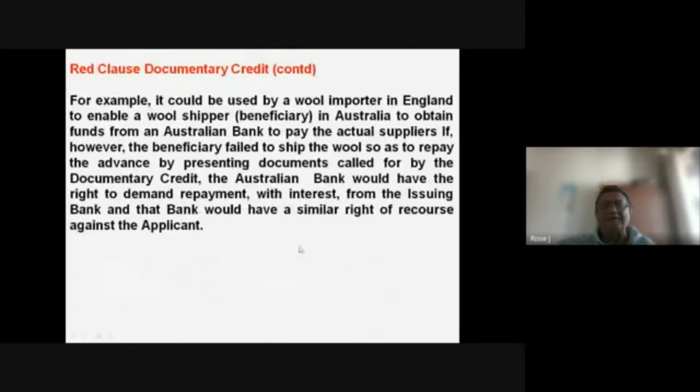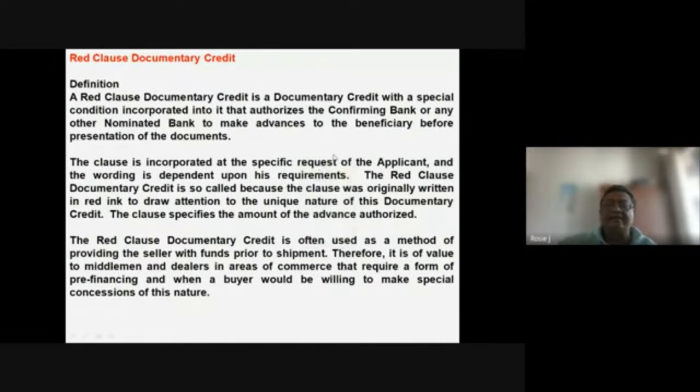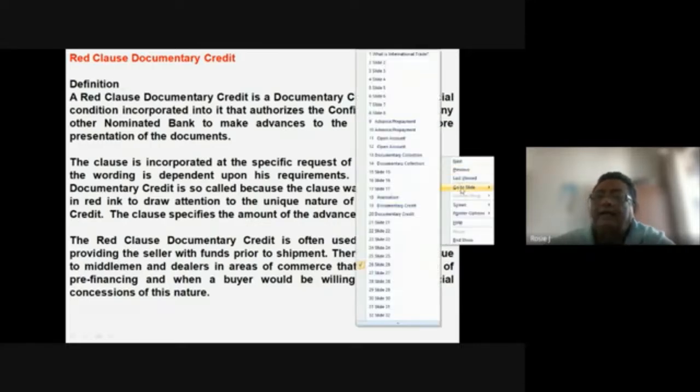Red clause is nothing much to it. Now you have learned what the LC is. So far you know an LC is where you ship the goods and send the BL, the invoice, and the origin, and you get the money. You ship the goods, then the issuing bank will send the money. That is how you know it.